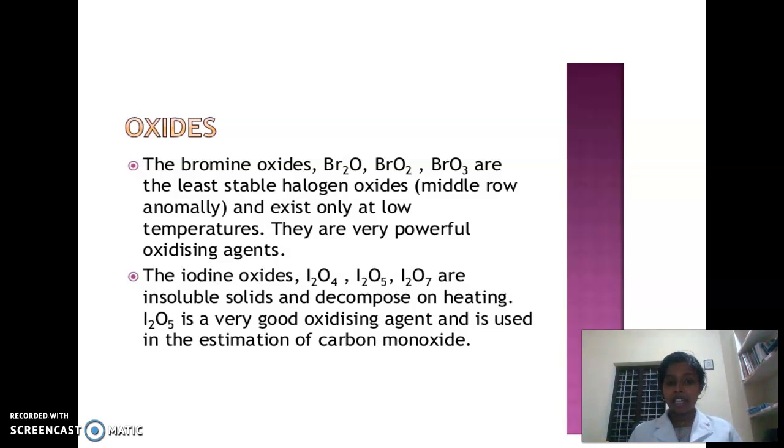Other bromine oxides are Br2O, BrO2, BrO3. They are very less stable halogen oxides and exist only at low temperature. The oxides of iodine are I2O4, I2O5, I2O7, which are insoluble solids and decompose on heating.